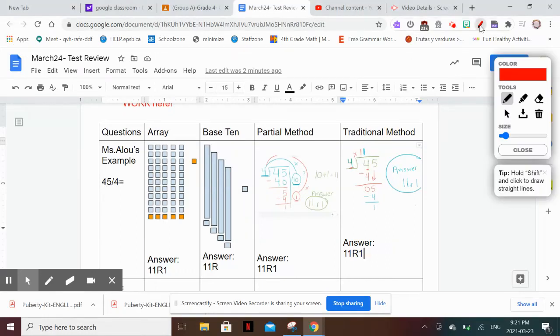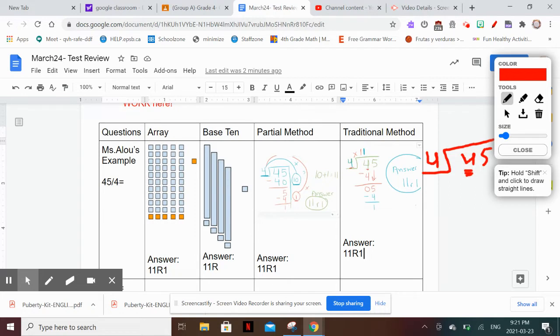All right, so we'll do the traditional method now. For the traditional method, basically, you're going to put it here. Your divisor is a 4, and your dividend is 45. So it's 45. Let's do it with my finger. 45 divided by 4.